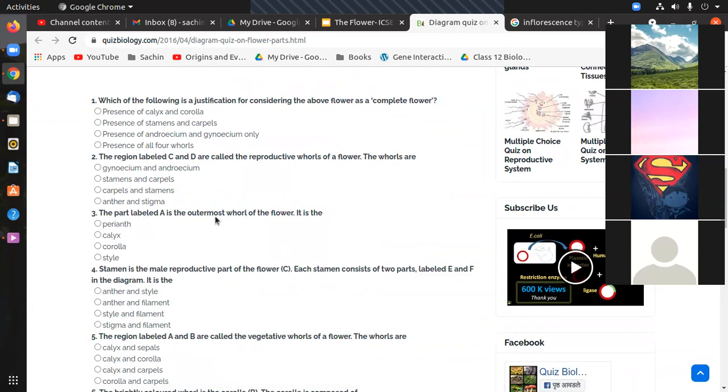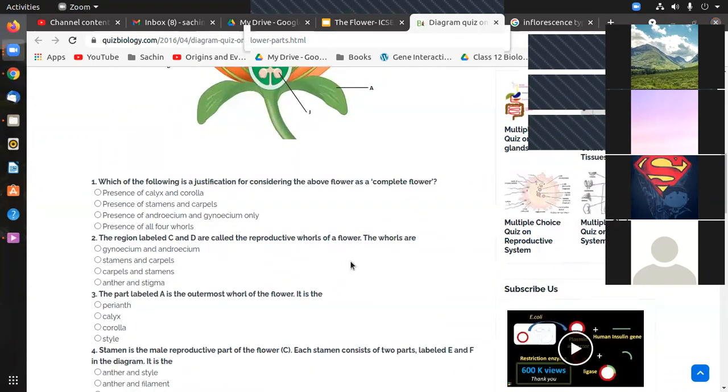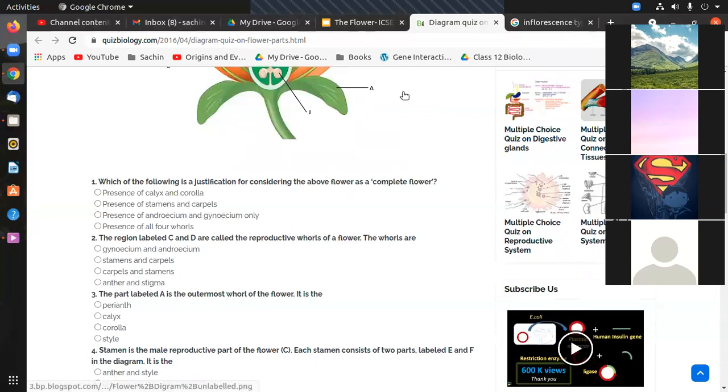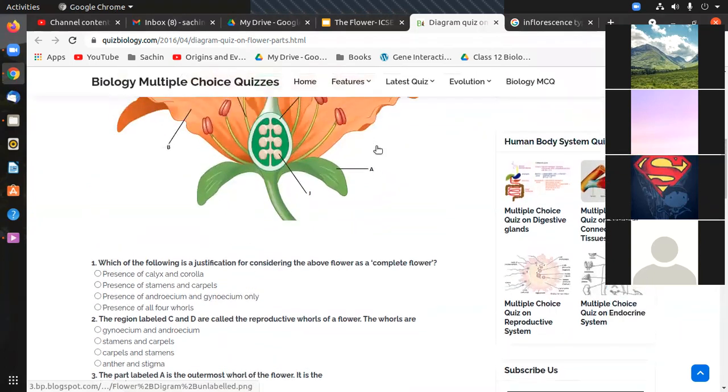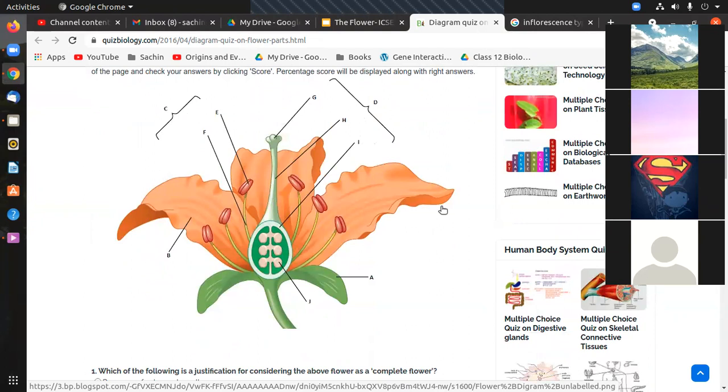The part labeled E is the outermost wall of the flower, and it is perianth, calyx, corolla or style. Part labeled A. Where is A? This one. Adira, could you go back to the diagram one? Here is the part A.